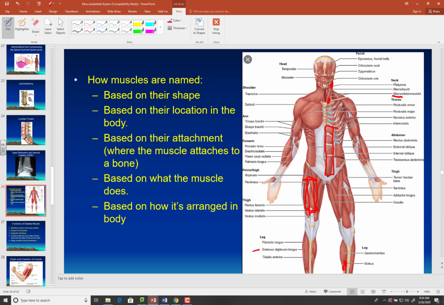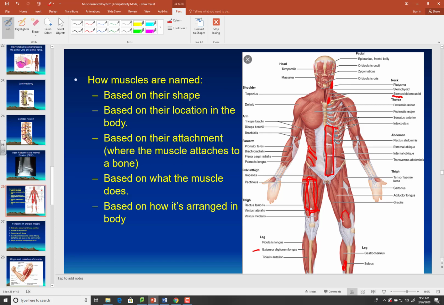So, what's important to know about the names? They can be based on their shape, their location in the body, their points of attachment, what the muscle does, and how it's arranged in the body. Let me give an example of that. If you look at the external oblique muscle, right? The external oblique means at an angle. External means obviously outside.